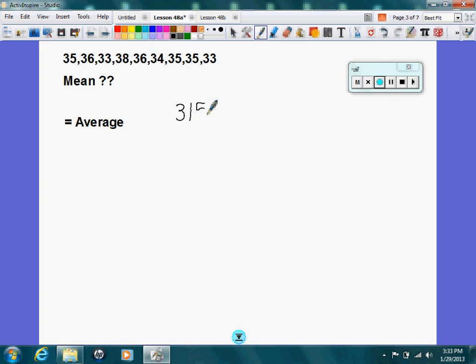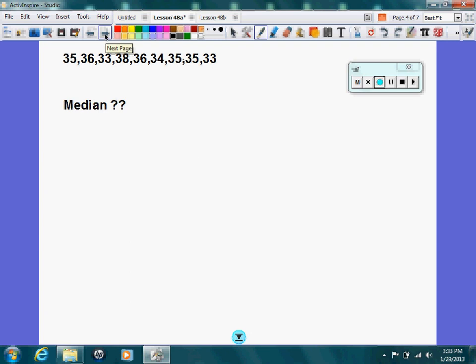315, and I think we had 9 numbers. We divide that by 9, and if we do that, we'll get 35. So the mean, or the average, is 35. Sometimes this is indicated by an X with a line over it. It's called X bar, and we would say X bar is equal to 35, which is representative of the mean.